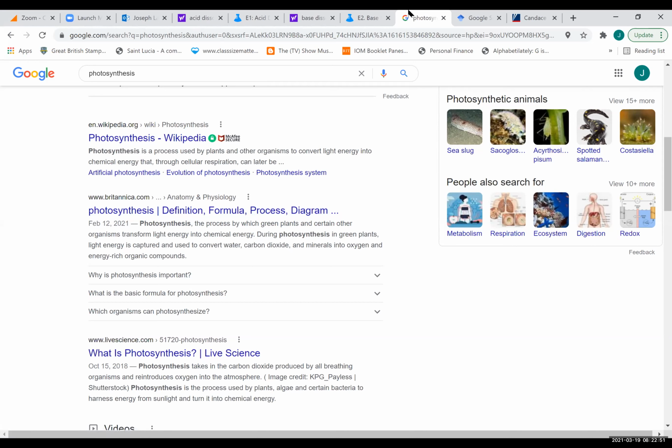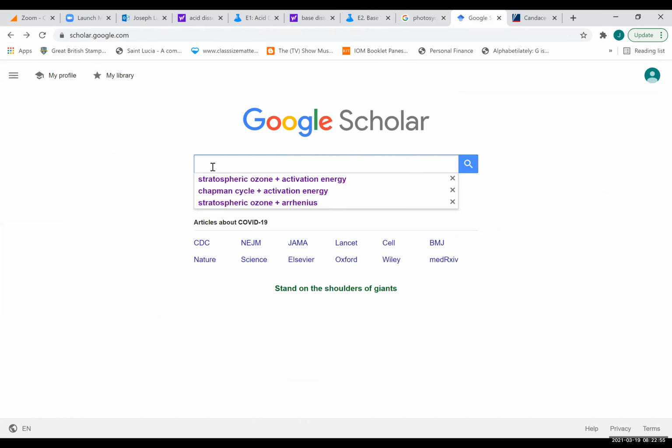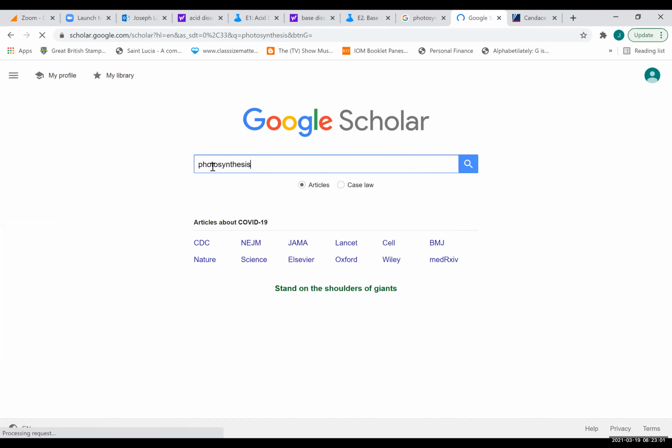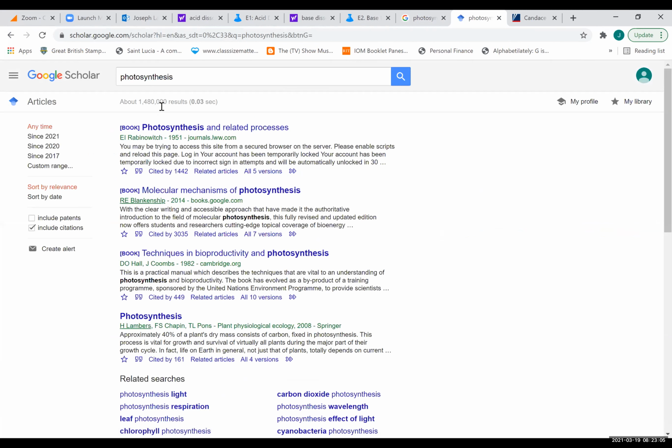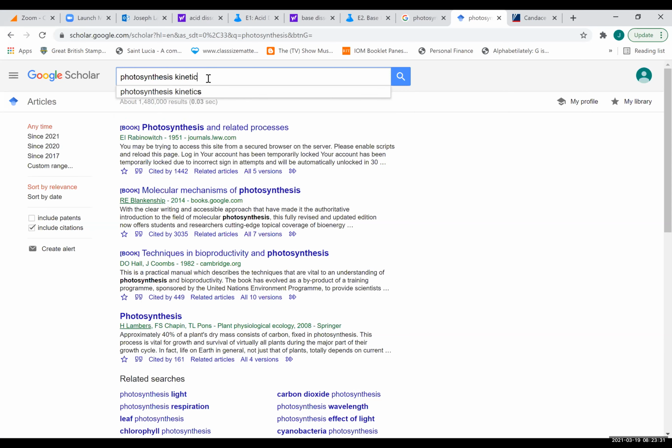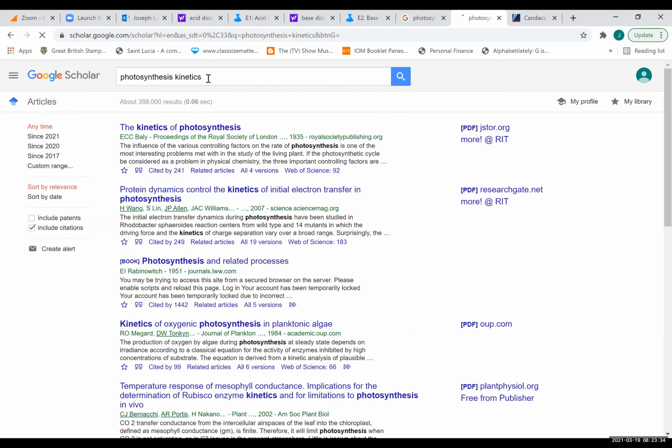If I do the same thing on Google Scholar, I'm still going to get a ton of hits. But since it's only looking at scientific literature, I only have 1.5 million hits. But they're going to be on all aspects of photosynthesis, not strictly chemical, and certainly not strictly kinetic. I can start narrowing it down, of course, if I start searching for something more specific. I'm down to 389,000 hits.